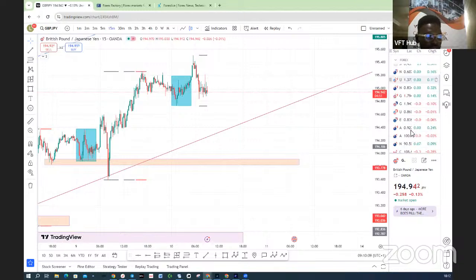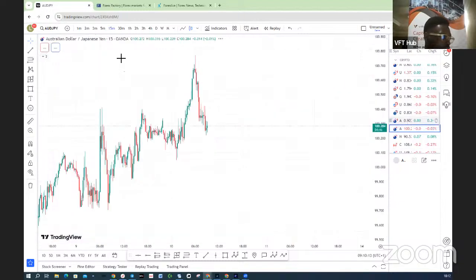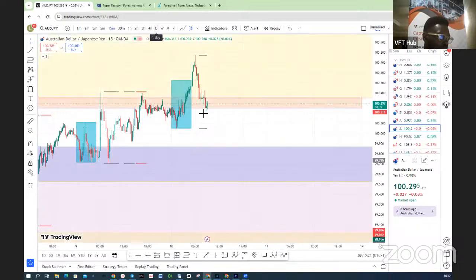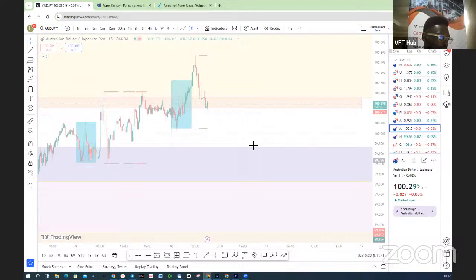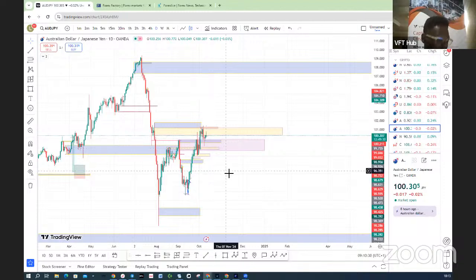So lastly, let's take a look at AUDJPY as we end up for this morning session. Now, for AUDJPY, you can see it is also doing almost the same move. If you look at it, almost the same move. And that one is giving a confirmation of what may still happen for GBP, because price already traded into the AUD daily order block, as you can see somewhere here.